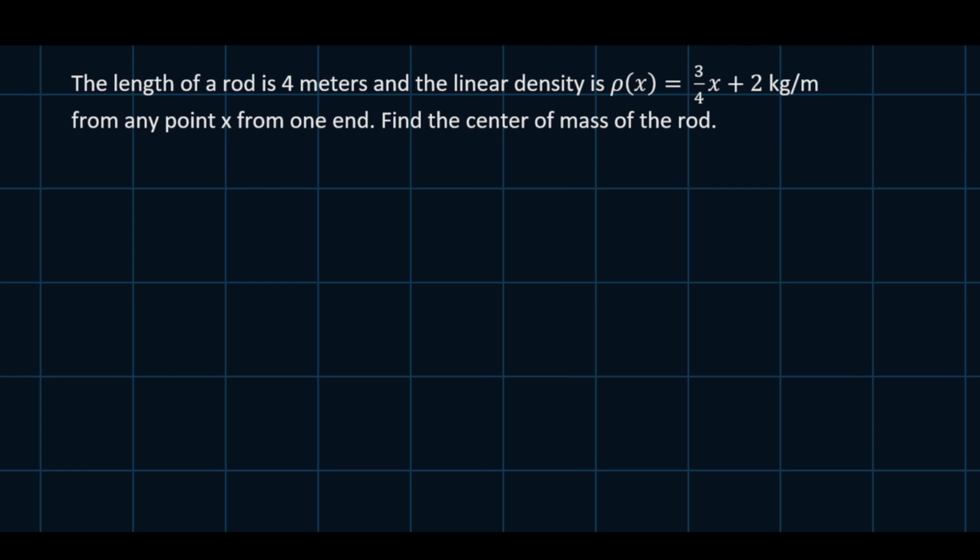Okay, let's solve this problem here. The length of a rod is 4 meters, and the linear density is given by rho of x equal to 3/4 x plus 2 kilograms per meter from any point x from one end. So find the center of mass of the rod. Okay, from the problem, we have that the length is 4 and the linear density is given as 3/4 x plus 2. So dito pa lang nakikita nyo no, that the density is not uniform. Kasi if we change the value of x, maiiba yung density niya at that particular x value.